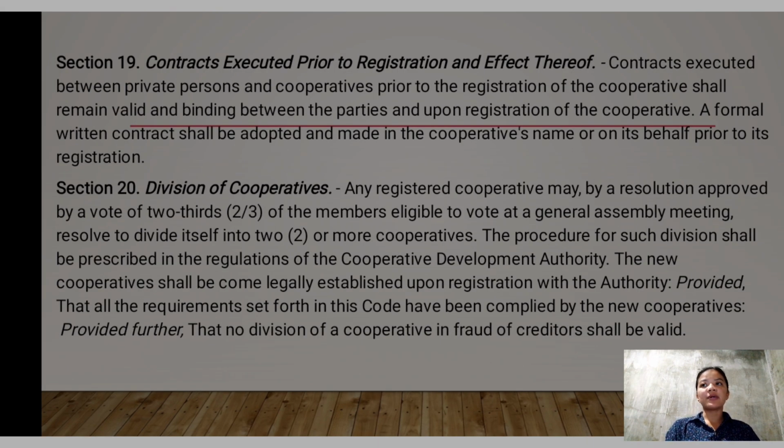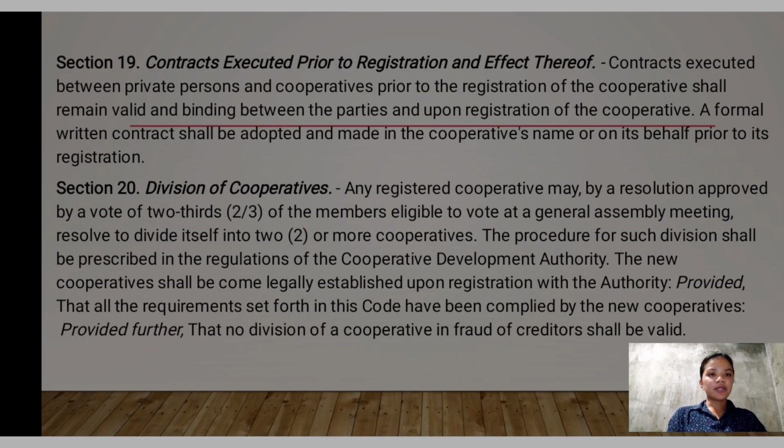Section 19, Contracts executed prior to registration and effect thereof. In this section, it states that contracts made between a private person and a cooperative before its registration remain valid and binding once the cooperative is officially registered. However, a formal written contract must be made in the cooperative's name or on its behalf before the cooperative is registered.